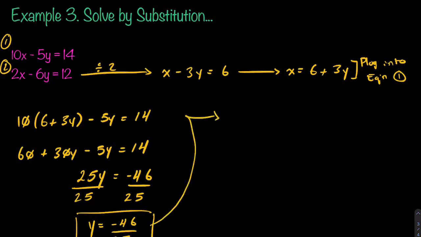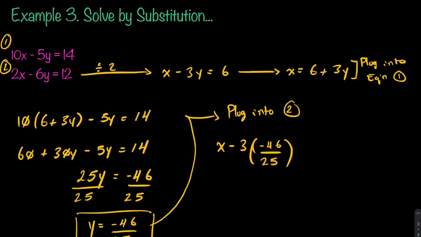So now we got to plug this into equation 2, because equation 2 is dealing with just smaller numbers. And again, we can use this, no problem. Let's use the simplified version. So we said that x minus 3 times negative 46 over 25 equals 6. And this one's kind of ugly, so let's just deal with this as is.